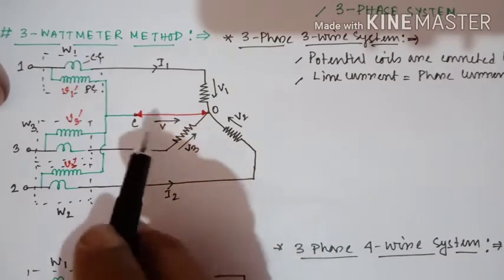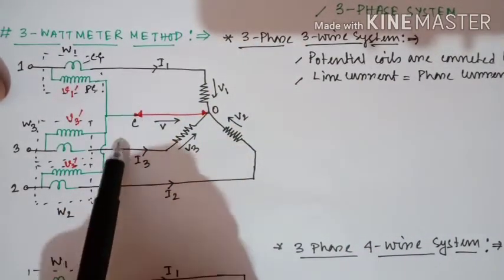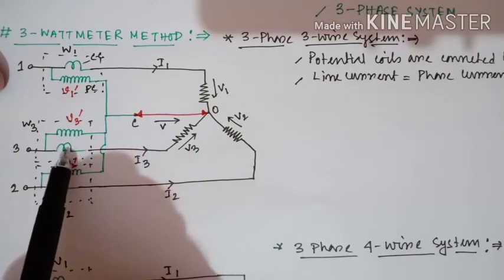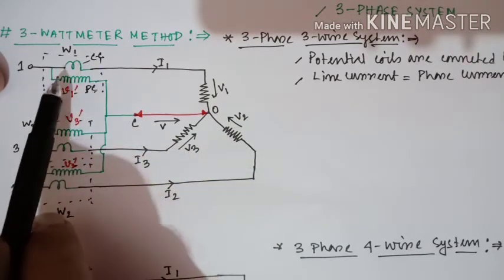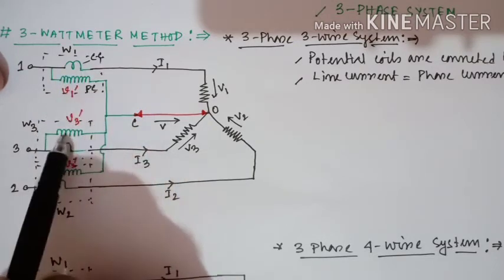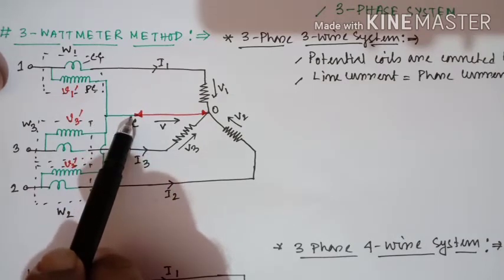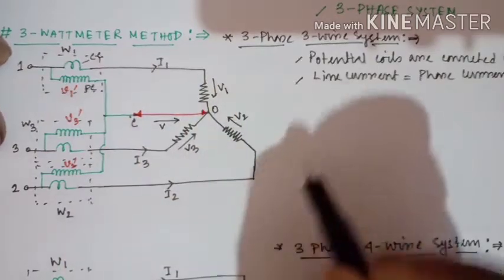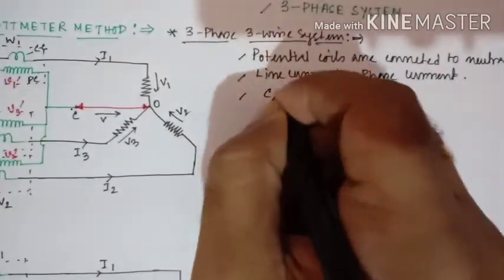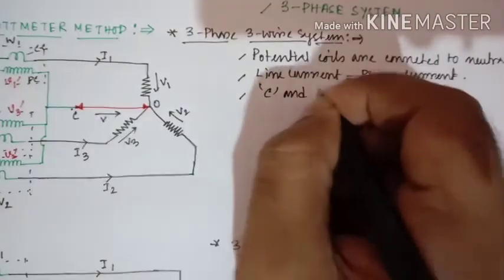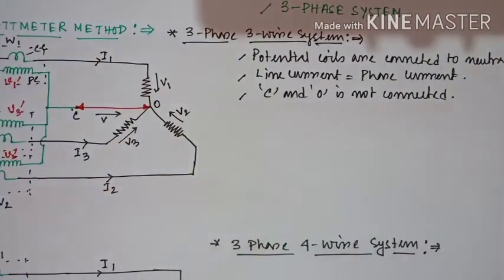Now, as this is a three-wire system, it has three different wires. The three wires are connected to the current coils of the three different wattmeters, and the pressure coils are connected together to a point C, which represents common. And remember, point C and O are not connected. The diagram might appear to you that it is connected, but it is not connected.